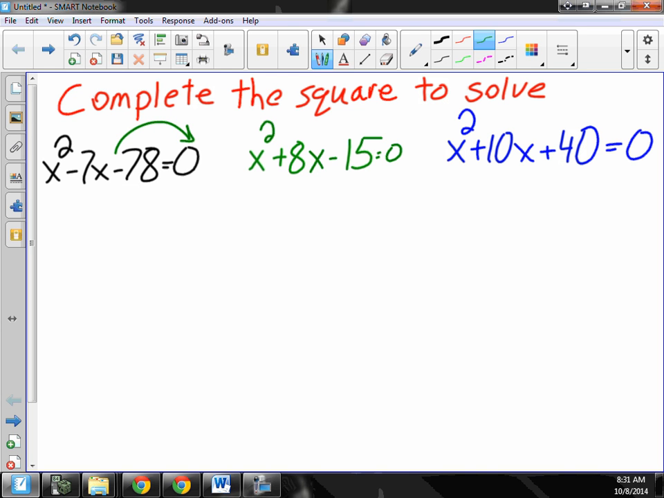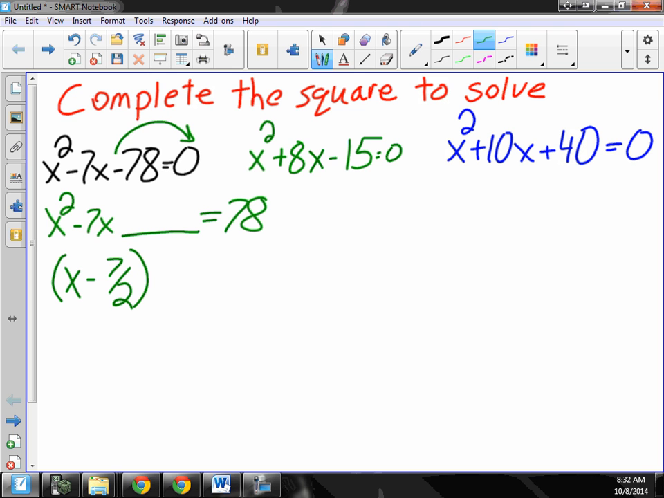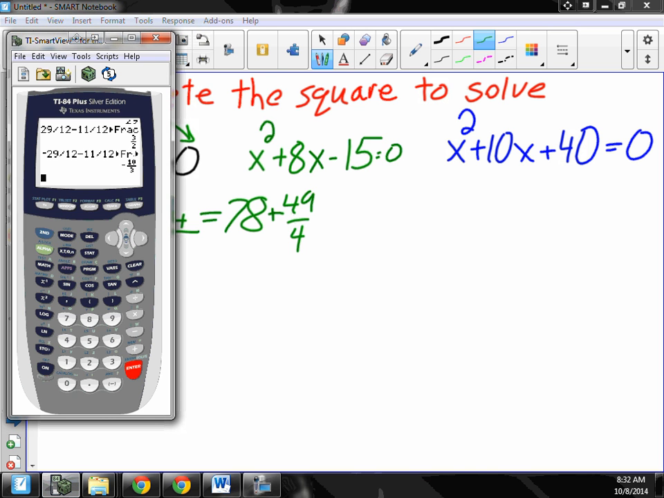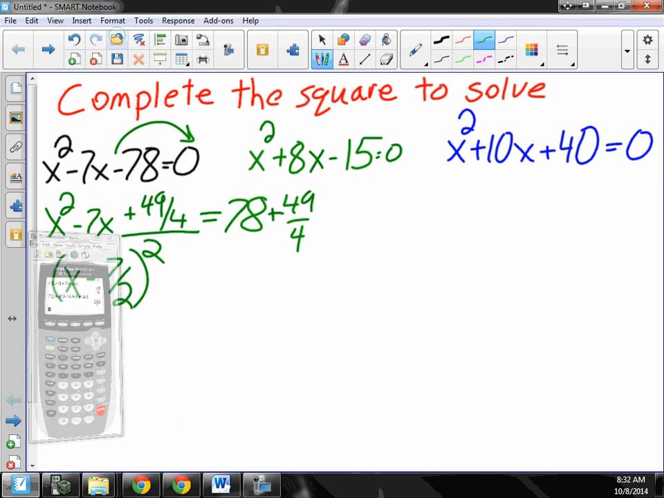So if I move this over, x squared minus 7x, leave a space, equals 78. What number would go in my factor? 7 halves, negative 7 halves. So what's my perfect square? Plus 49 fourths. Does anybody not understand that? We're good there? Okay. So I add 49 fourths, and I don't know what that is in my head. So 78 plus 49 fourths. 361 over 4.